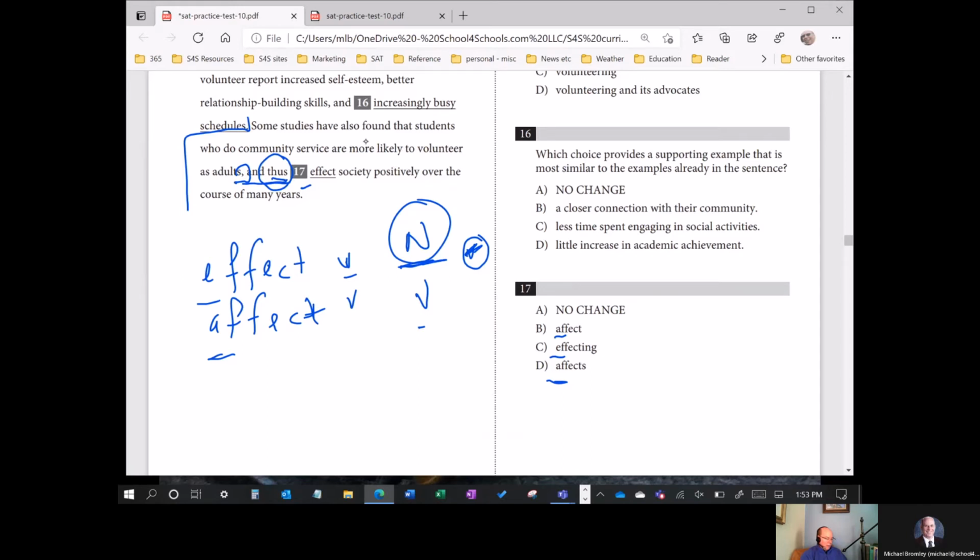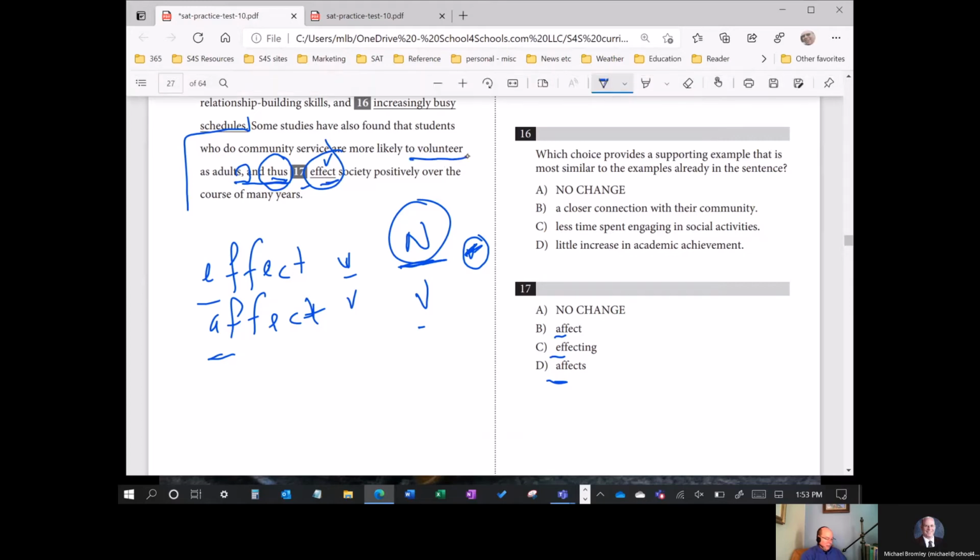Let's read it rather than having thus. Some studies have also found that students who do community service are more likely to volunteer as adults, and students who do community service, thus, thereby, will have an effect upon or will affect society positively. So it's not to have an effect, it's to affect. So this is a verb indeed. Now, if it's a verb, I can think about what verb form it would be. I've got to volunteer and affect, so I can get rid of affecting. I could say thus affecting, but the problem is I got this and here.